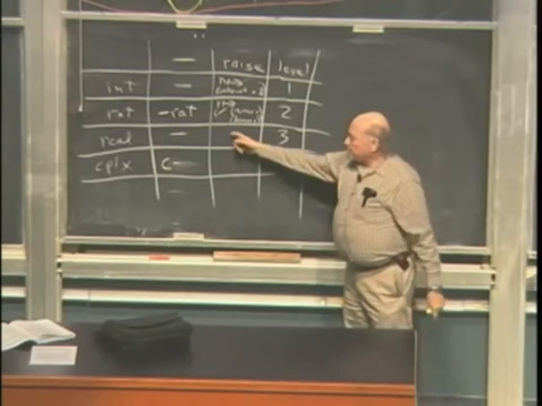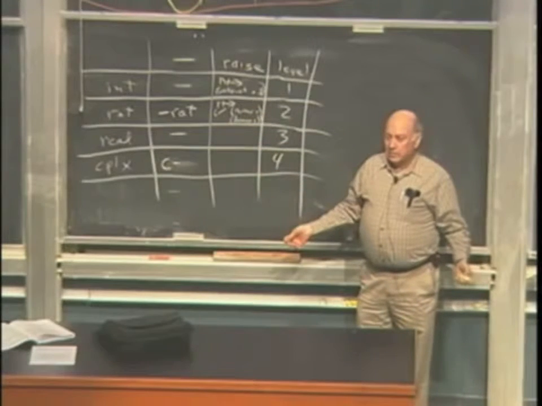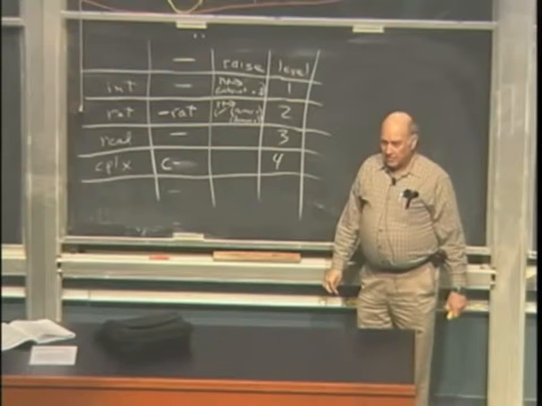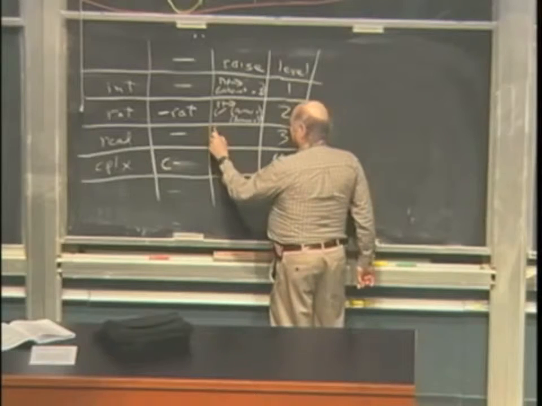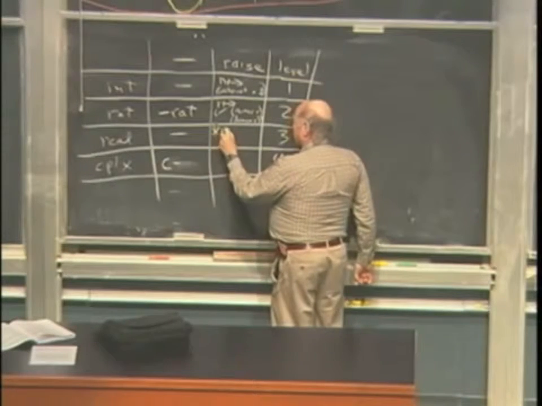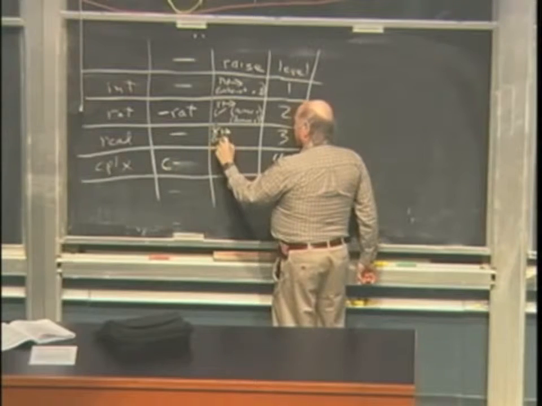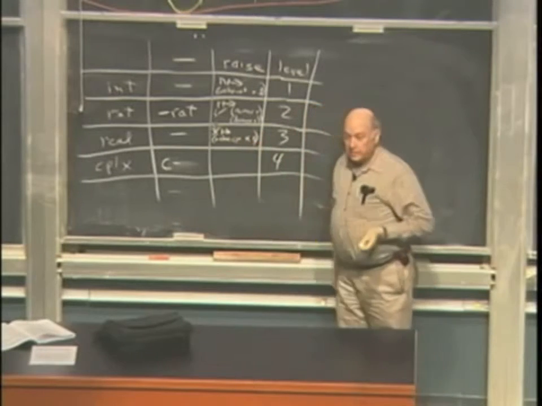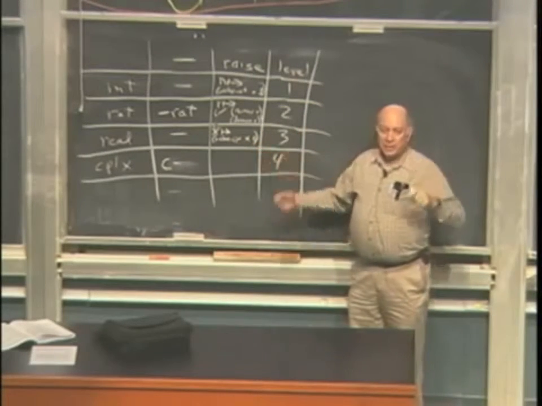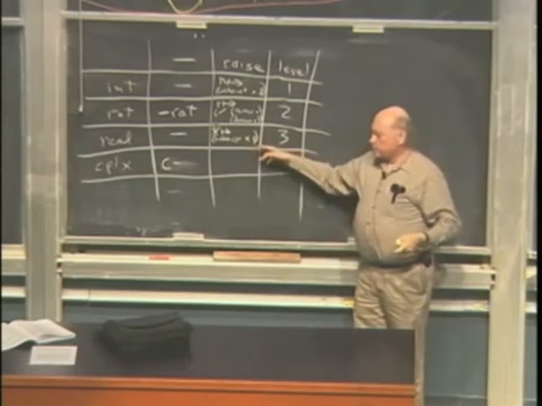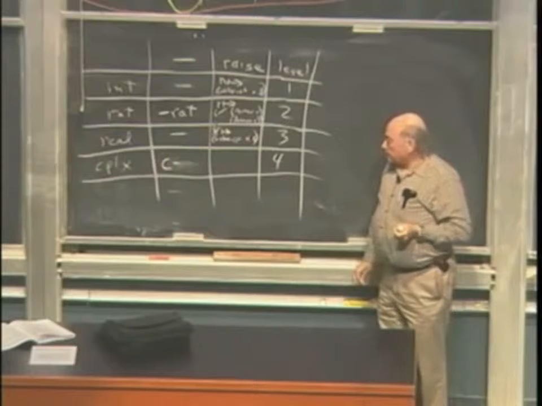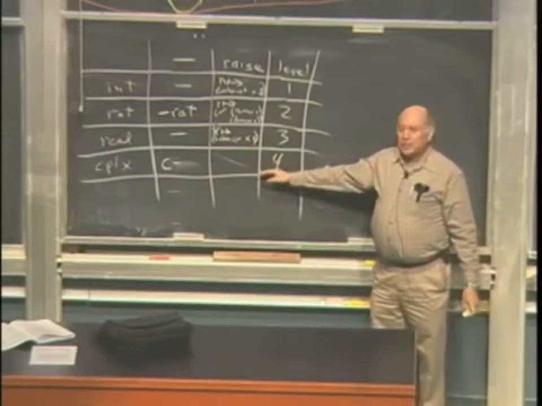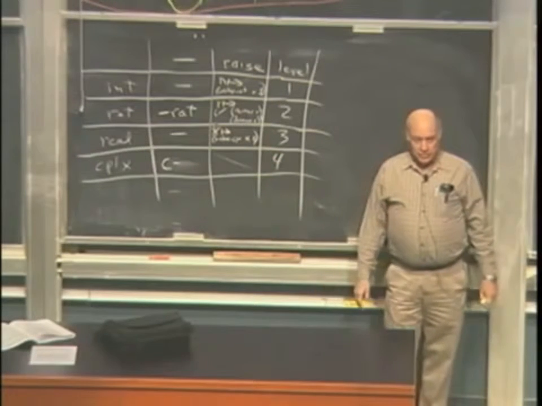To raise a real number to a complex number, what do I do? X maps to make-complex x 0, right? So it's x plus 0i. Or if you're an electrical engineer, x plus 0j. Complex, we leave this slot empty. There's nothing in here, because there's nothing to raise complex to. That's as far as we get.